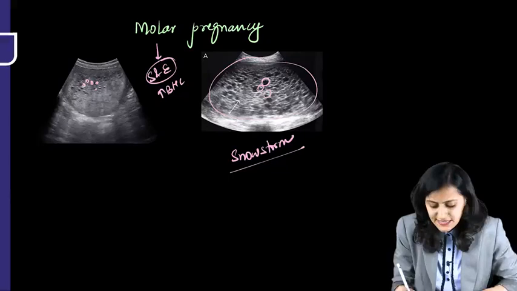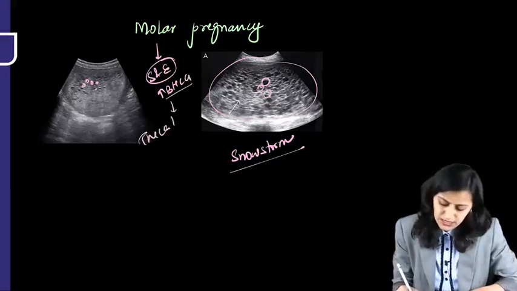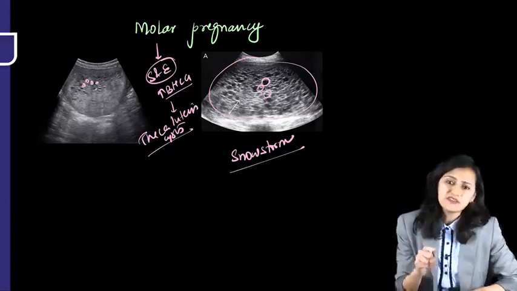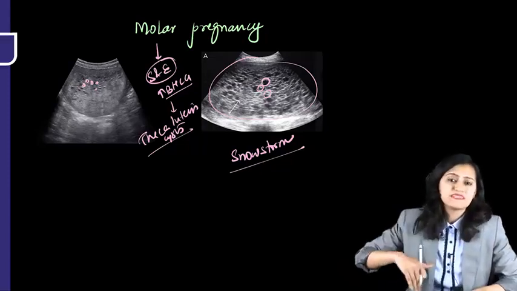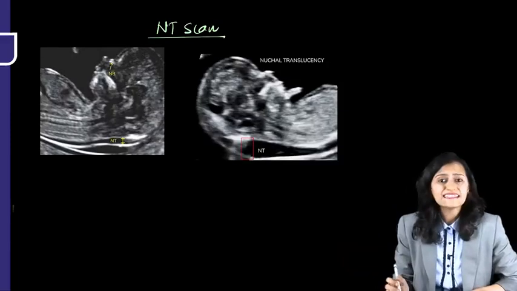This has high beta HCG levels, which can stimulate the ovaries, and it can also lead to theca lutein cysts in the ovaries, which by themselves do not need anything. When we do the suction evacuation for molar pregnancy, beta HCG comes down, and the theca lutein cysts go away spontaneously.